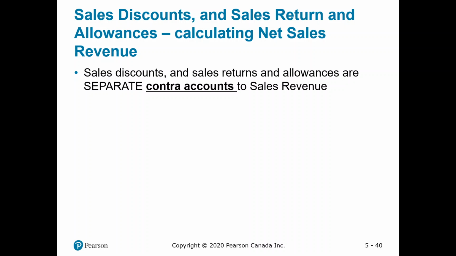So when we are recording sales discounts and sales returns and allowances, these are recorded not just against the sales revenue account, but we actually create separate contra accounts to sales revenue. So remember, we talked about contra accounts with amortization. And we said a contra account is an account that is linked with another account. So in this case, these accounts are linked with sales revenue. And they're shown together on the financial statement to decrease that amount. But because they're so important, we want to track these separately. Just like we did accumulated amortization, we're going to track sales discounts and sales returns and allowances in separate accounts.